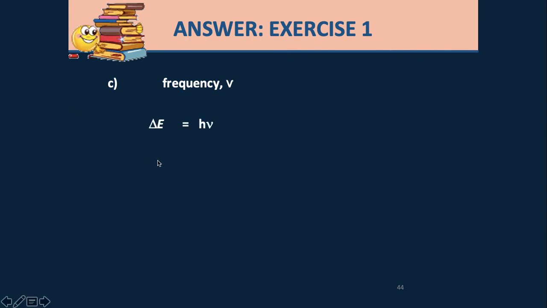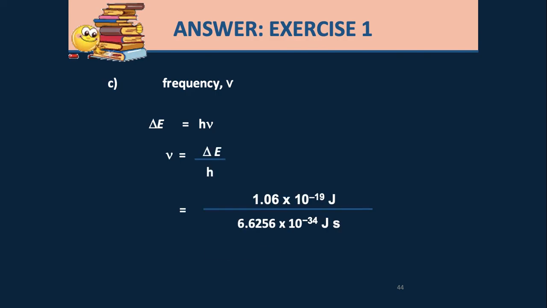Finally, for the frequency, you have to use delta E equal to h nu. So you can find the frequency because you have the value of delta E and the Planck constant.